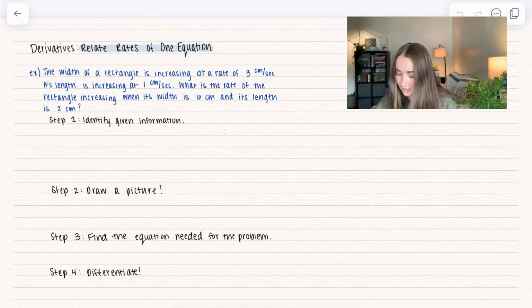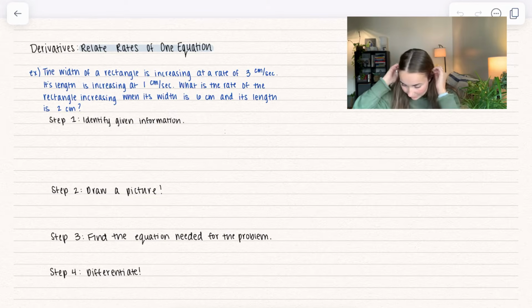Our example here is: the width of a rectangle is increasing at a rate of 3 centimeters per second. Its length is increasing at a rate of 1 centimeter per second. What is the rate of the rectangle increasing, or the area of the rectangle, when its width is 6 centimeters and its length is 2 centimeters?